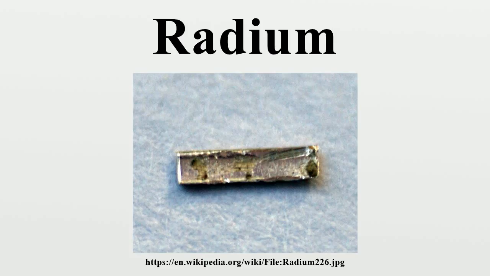Its melting point is either 700 degrees Celsius or 960 degrees Celsius, and its boiling point is 1737 degrees Celsius. Both of these values are slightly lower than those of barium, confirming periodic trends down the group 2 elements. Like barium, radium crystallizes in the body-centered cubic structure at standard temperature and pressure. The radium-radium bond distance is 514.8 picometers.